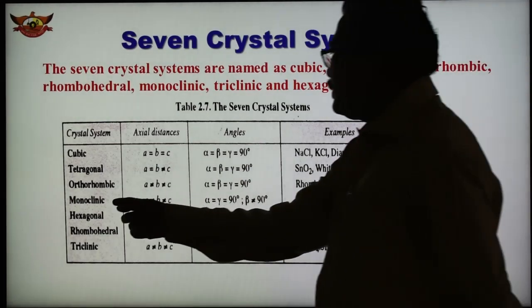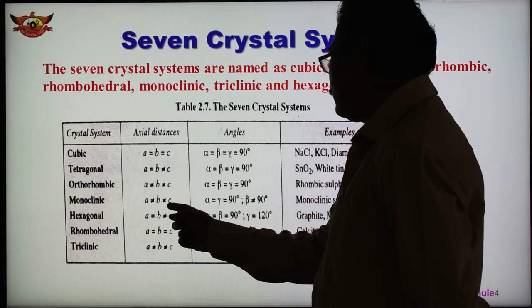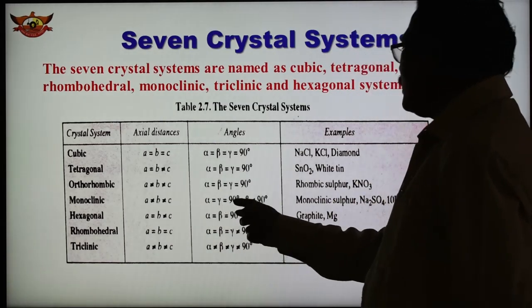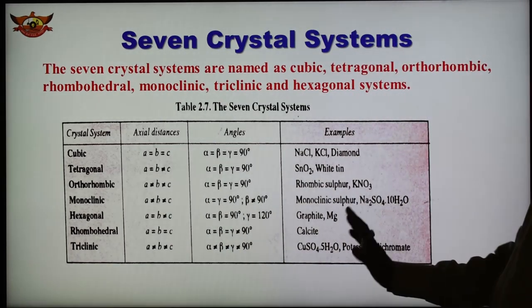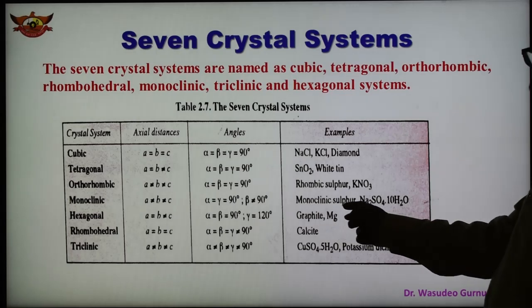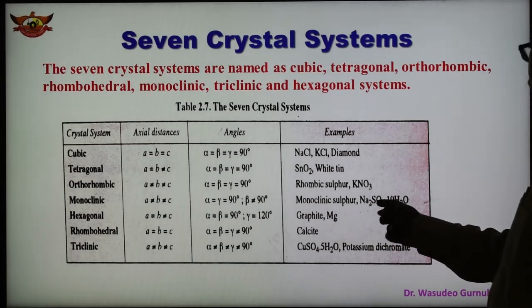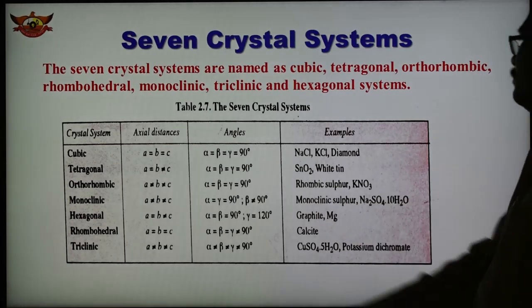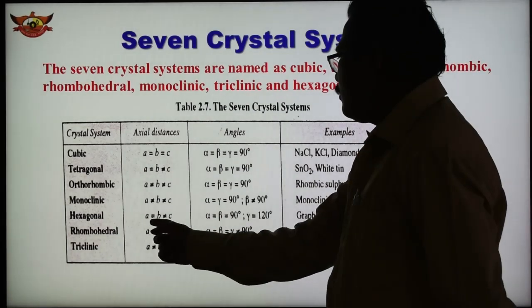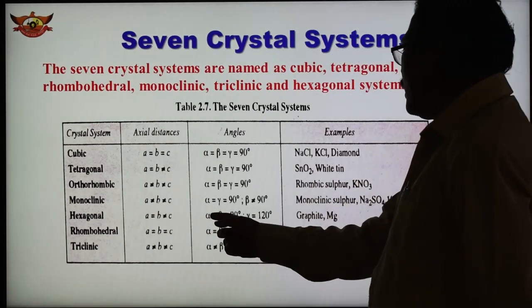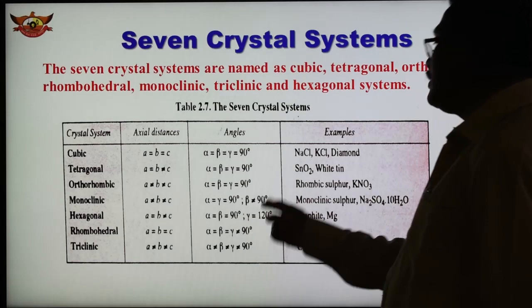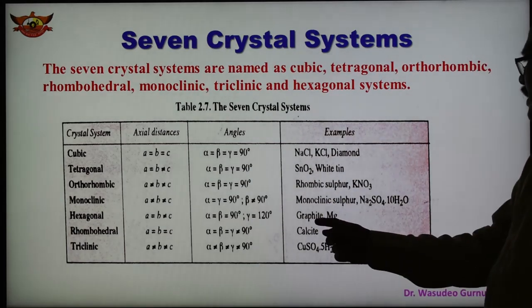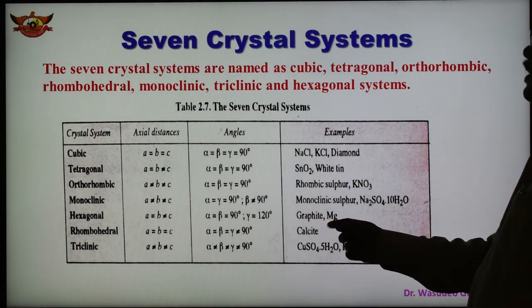Another is monoclinic, A not equal to B, not equal to C. Alpha and gamma are 90, but beta is not 90. Examples are monoclinic sulfur, sodium sulfate, and hydrated sodium sulfate. Hexagonal has A equal to B but not equal to C. Alpha and beta are 90, but gamma is 120 degrees. Examples are graphite and magnesium.